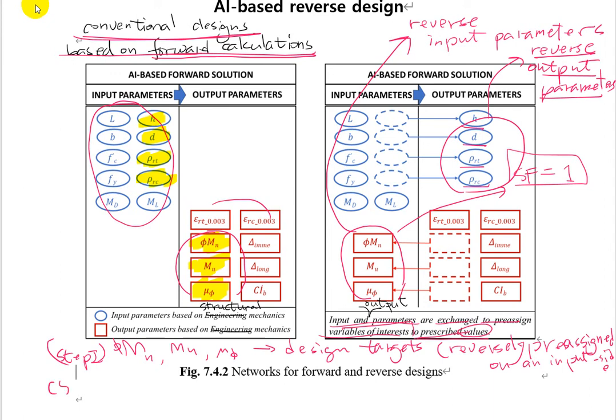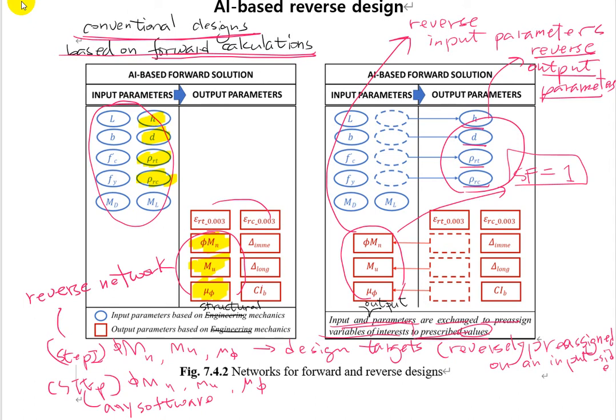And then step 2, so this is a reverse network, and for step 2 you can use any structural software, because they are now for the calculations, and you calculate phi Mn, mu, ductility, covered ductility one more time. So we have a pre-assigned value.